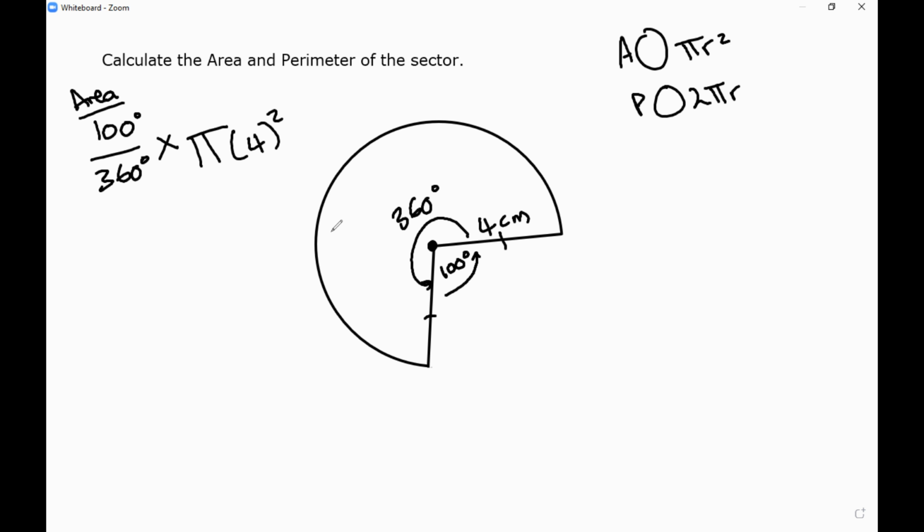So 100 divided by 360, a fraction of a circle. The entire circle is pi r squared. So shift pi times 4 squared, which comes to 13.96 centimeters squared. All right, so 100, and that's going to be this area over here.